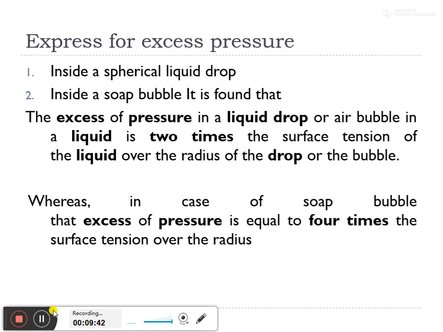So now we are going to derive the mathematical expression for the excess pressure acting in a spherical liquid drop and a soap bubble. This is an important derivation. You have to learn it thoroughly. In your textbook the derivation is not explained well, so please follow this theory section with importance.